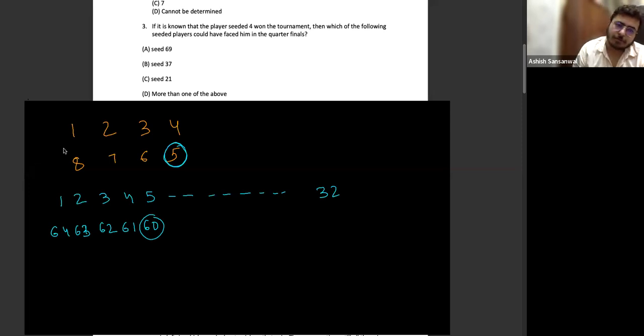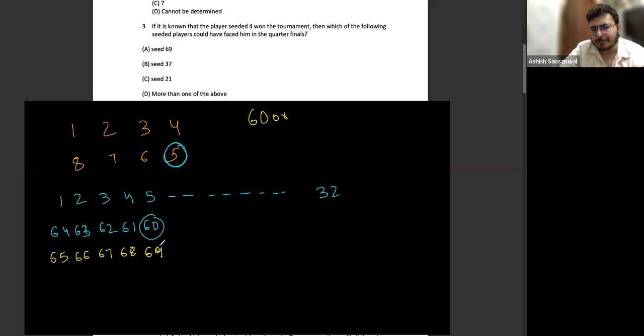Or there's also a possibility that he might face a team which team number 60 faced in the first round. Whom must team number 60 have faced in the first round? Like 64 must have faced 65. This must have faced 66, 67, 68, and 69. Correct? So 5 can face either team number 60 or team number 69. Is this clear?